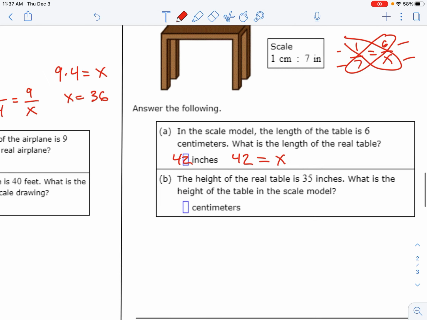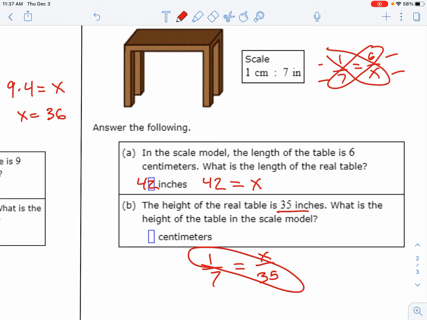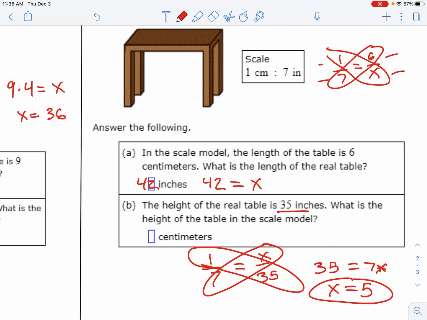Last one here, I must not have this one drawn out. That's okay. We'll draw it out quick. So again, 1 over 7 is my scale, doing centimeters over inches, equals, we have 35 inches, so inches is going to have to be on the bottom. X will have to be on the top. So it'll be 1 times 35, which is just 35, and then 7 times x, which is 7x. So my final answer here, x would equal 5. So 5 centimeters.